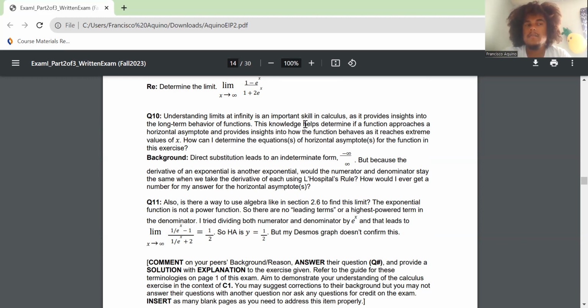Because with horizontal asymptotes, it's a horizontal boundary that the two ends of the graph move parallel with but never touch. And that will be the equation of the form y equals that number. So you can just graph that on Desmos to find that out. Now down here with question 11, where it says, is there a way to use algebra like in section 2.6 to find the limit? For this one, yeah, you can use algebra. You look for a common denominator, multiply, and cancel out the terms, that stuff.